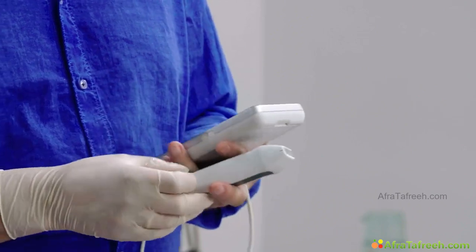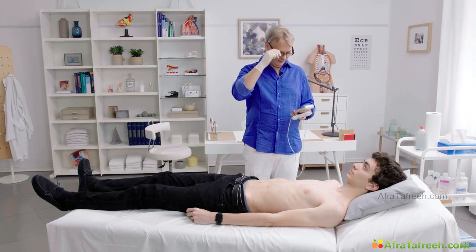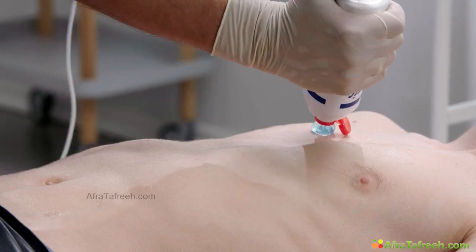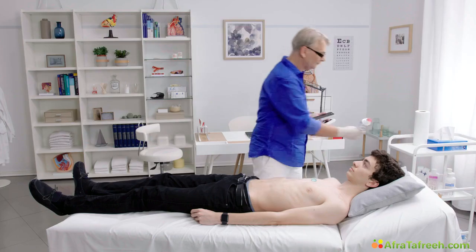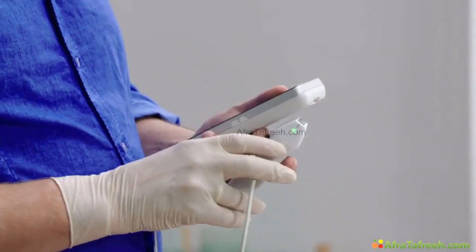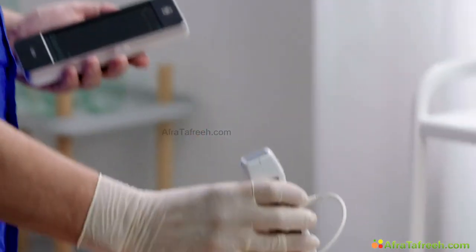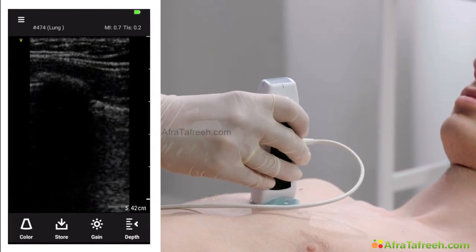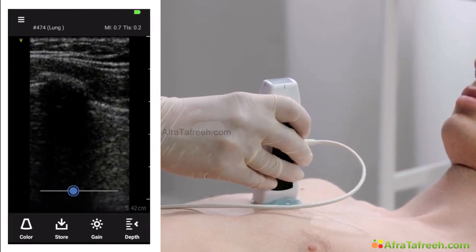So for the linear probe, we'll need to set the scanner to the lung program, which I'll do right now. Then I will image the patient in the third intercostal space on the right side. I will place the transducer in such a way that the marker is pointing upwards, so towards the head, in a longitudinal direction. So this is the image that I get now. I would just optimize the brightness by increasing the gain a little bit.